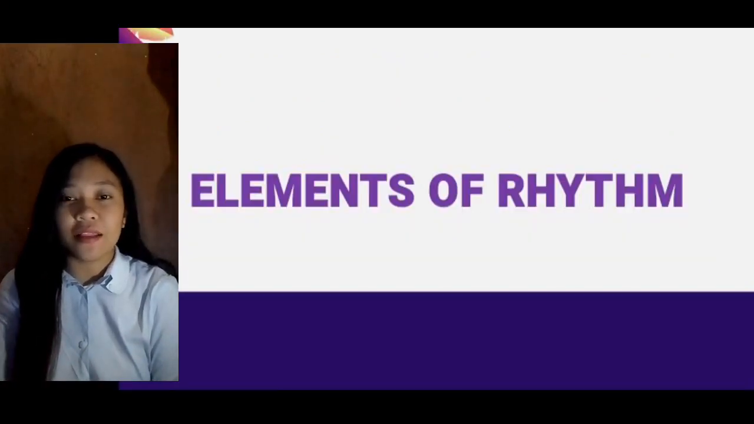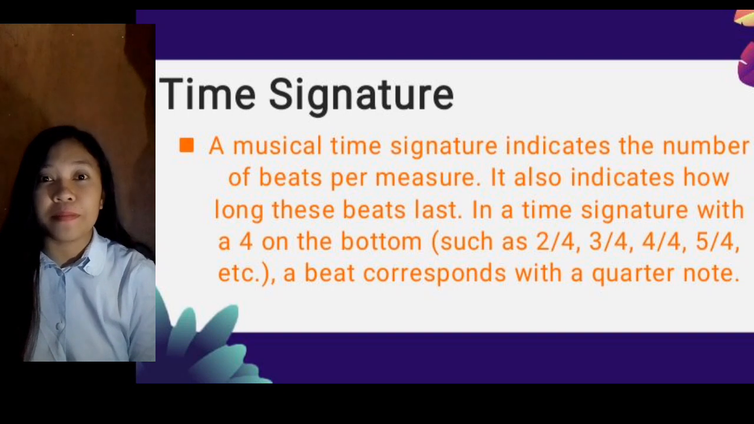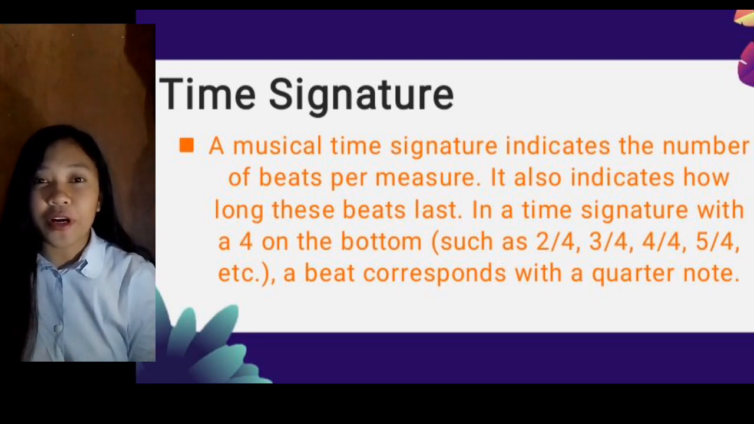We have different elements of rhythm. The first one is time signature. A musical time signature indicates the number of beats per measure. It also indicates how long these beats last. In a time signature with a 4 on the bottom, such as 2/4, 3/4, 4/4, 5/4, etc., a beat corresponds with a quarter note. So in 4/4 time, also known as common time, each beat is the length of a quarter note, and every 4 beats form a full measure. In 5/4, every 5 beats form a full measure.